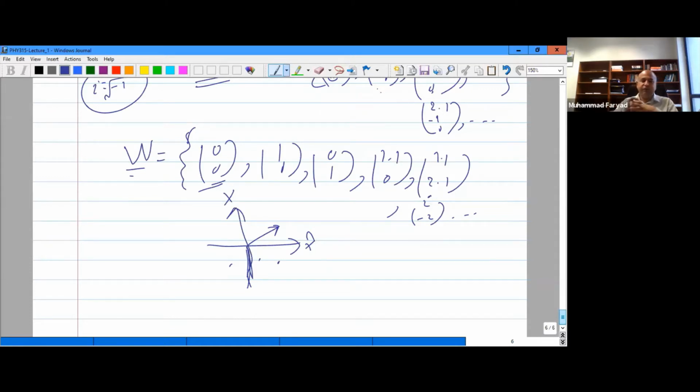Good. So let me summarize it again. A vector space is just a set that contains elements, and those elements are called vectors. If it is closed under addition, there is a null vector, and if it is closed under scalar multiplication. If it contains complex numbers, it's called a complex vector space. If it contains only real numbers, it's a real vector space. Perfect.